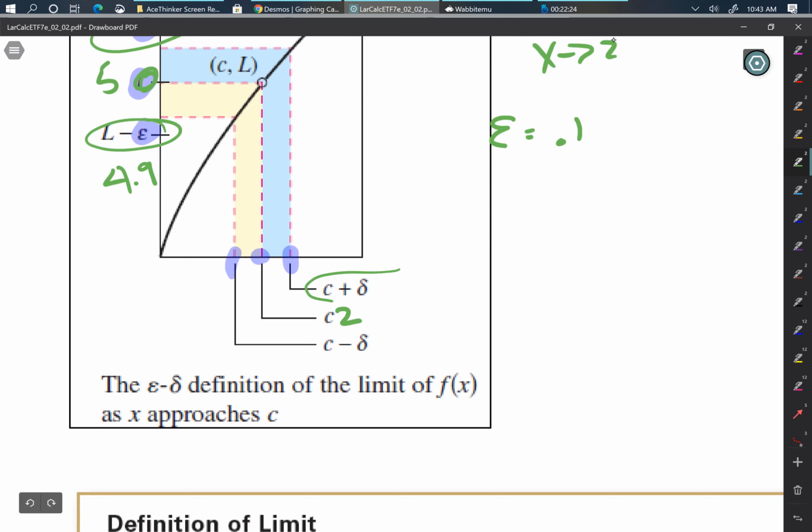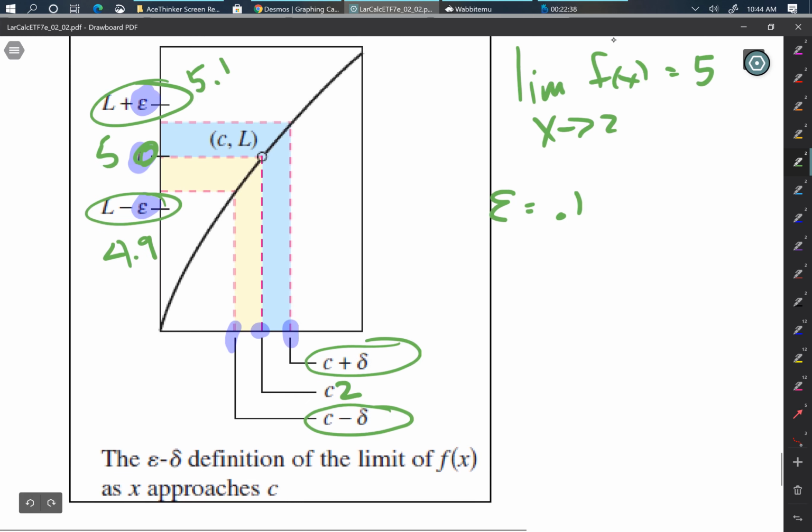And then I should be able to find a value for delta. And I don't know what it is, I'm just going to make it up. Where staying between c plus delta and c minus delta will keep me between 4.9 and 5.1 on that y-axis. And maybe 0.1 isn't accurate enough for you. Maybe you want 0.01, and you want to be between 5.01 and 4.99. Well, if the limit really is 5, then I still should be able to find a delta that makes that happen. Oh, maybe 0.01 isn't accurate enough for you, and you want 0.00001.